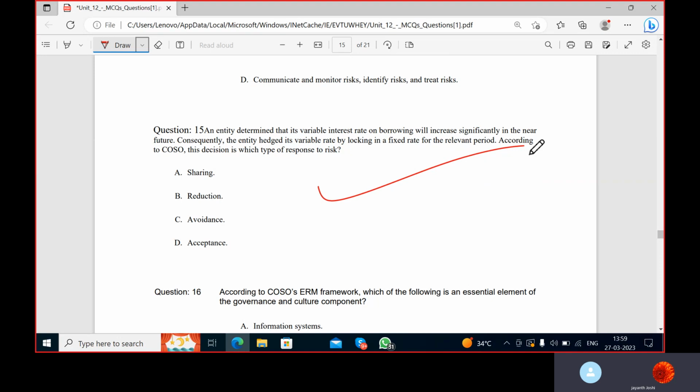An entity determined that its variable interest on borrowing, that means the interest which we have taken on floating rate, will increase significantly in the near future. Consequently, the entity hedged its variable rate by locking in a fixed rate for the relevant period. So they wanted to fix some rate with the bank. According to COSO, this decision is which type of response to risk?